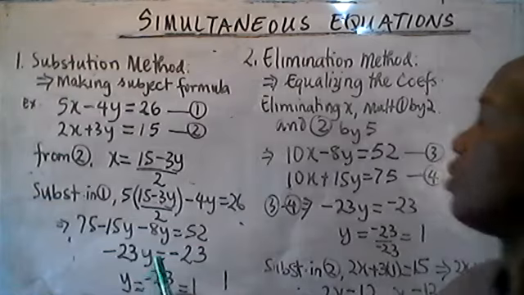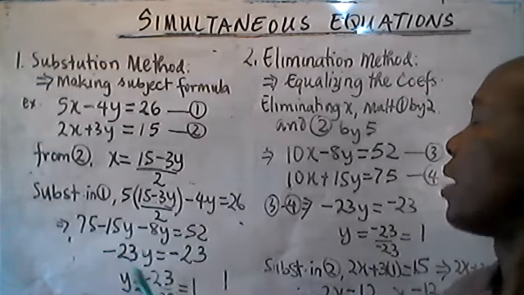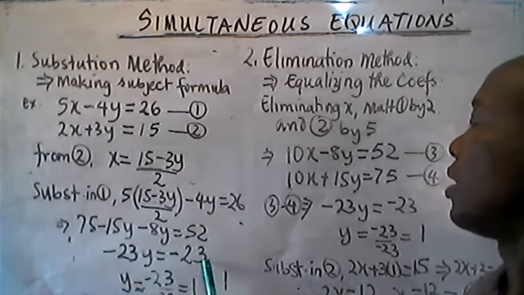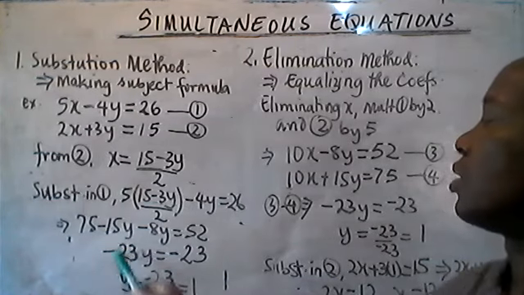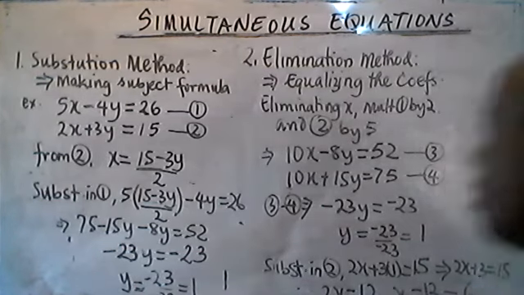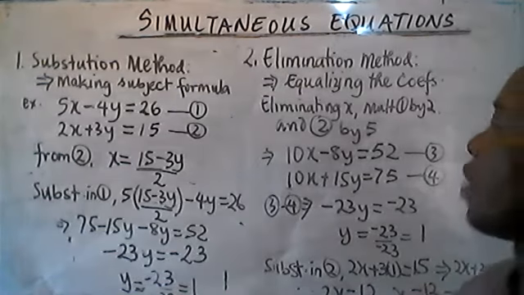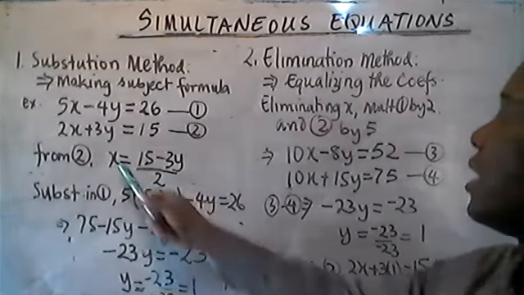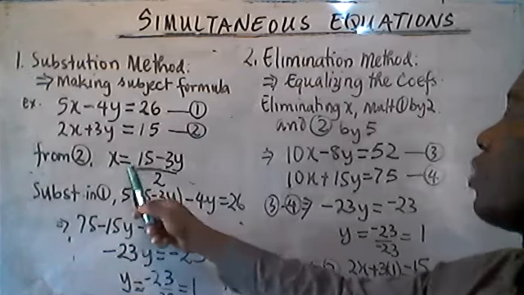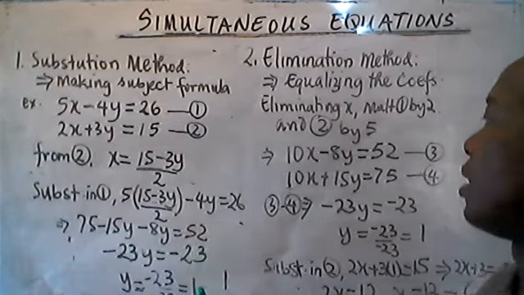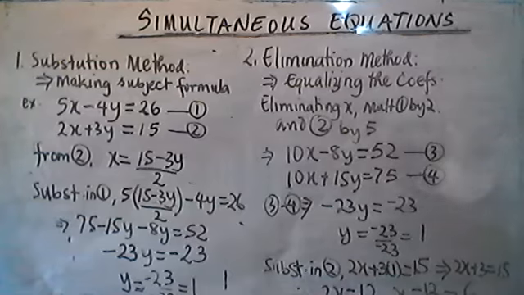And then to get y, we divide both sides by the coefficient of y. So minus 23 divided by minus 23, which is the coefficient, gives 1. Then, having gotten the value of y as 1, we now substitute in this equation to get the value of x. That is, x is equal to 15 minus 3 times 1 all over 2. When you simplify that, you get the value of x.